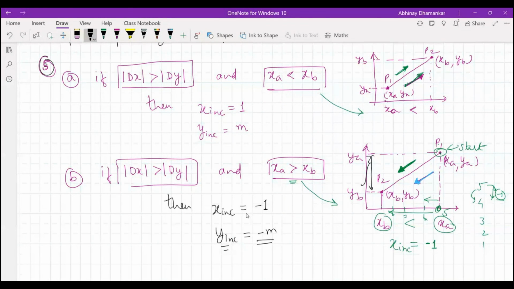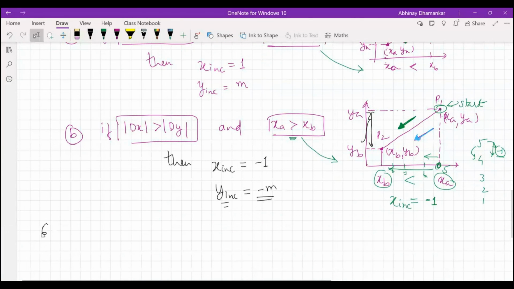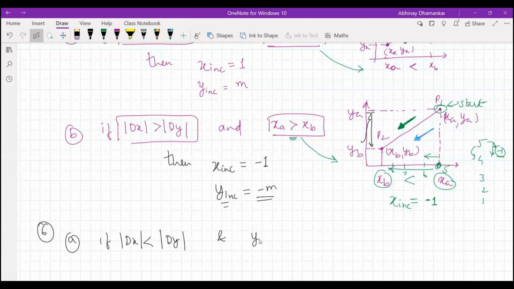Okay, so next अगर ये समझ में आएगा तो next we will go into the sixth step, which tells us about the line is more inclined towards the y-axis. Very fast, we have 2 minutes left. Sixth case, a part. Okay, a part, if now mod of dx is less than, अब तक हम ग्रेटर देन देखते आ रहे थे ऊपर में, अभी लेस देन है for dy, and also ya is less than yb.